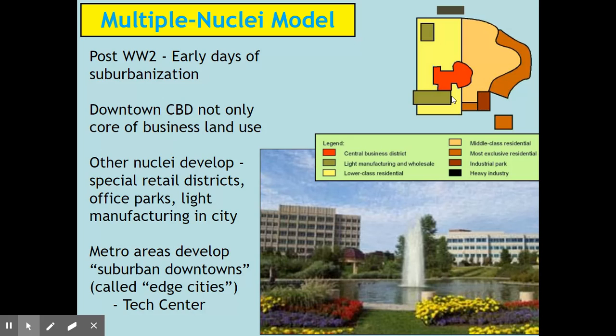So the multiple nuclei model is definitely post-World War II. The two geographers that helped develop this are called Harris and Ullman. Again, when we talked about the gravity model, that was Ullman.